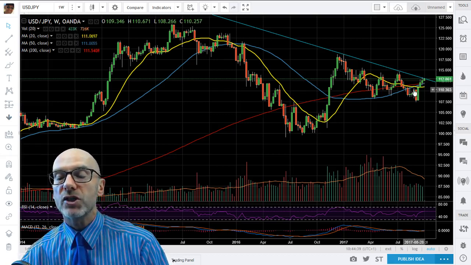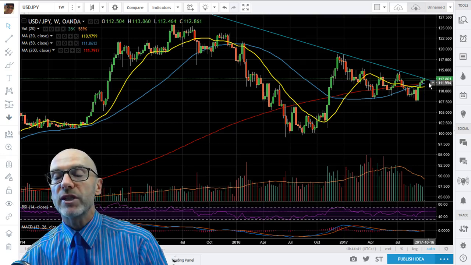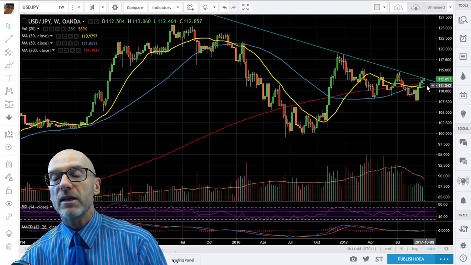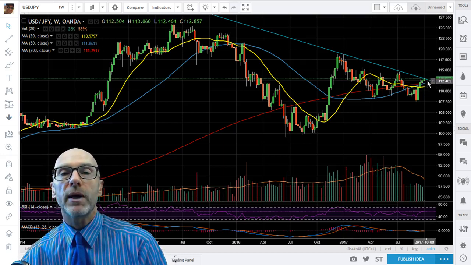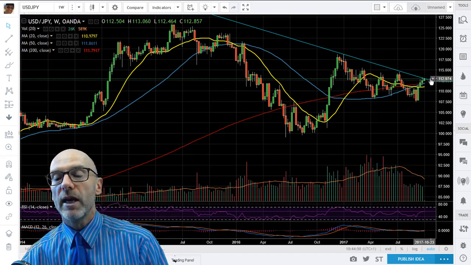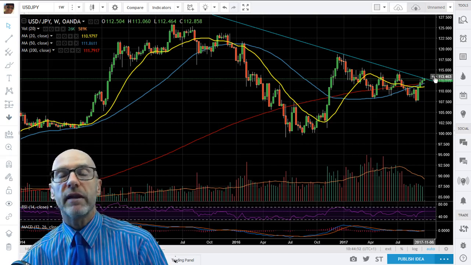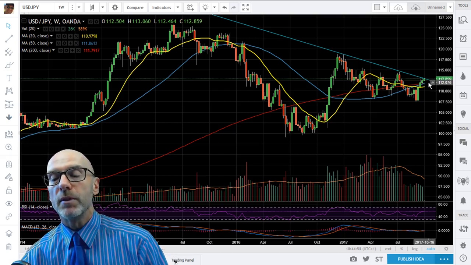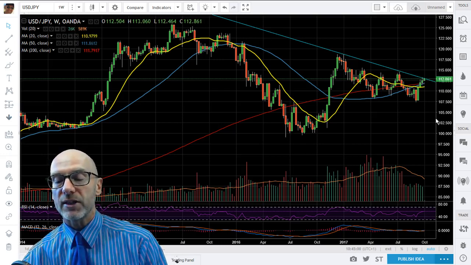Down below you can see the 20-week moving average is now turning. In a few weeks, 4 to 5 weeks, you'll see that moving up and moving back up through the 200 as well, and then that could really give the dollar a boost. But at the moment we are still in that downtrend, and be aware of that.